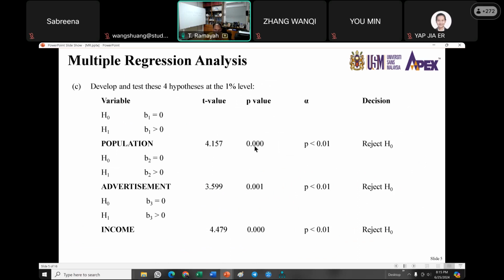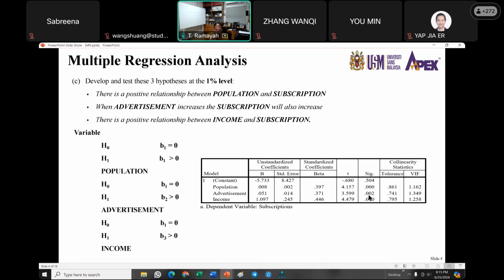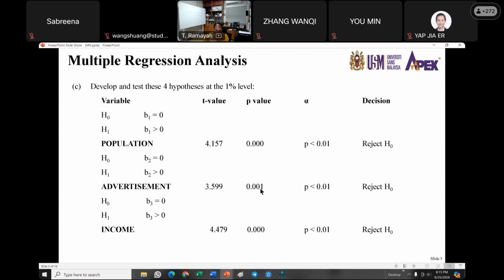4.157, p value was 0. 3.599, p value is 0.02. It's actually 0.02, you need to divide by half, so it becomes 0.001. 0.000, you divide by half also is 0. Okay, so no point now. So this is the only one you need to divide by half.